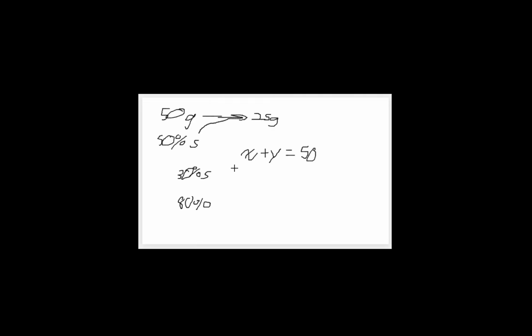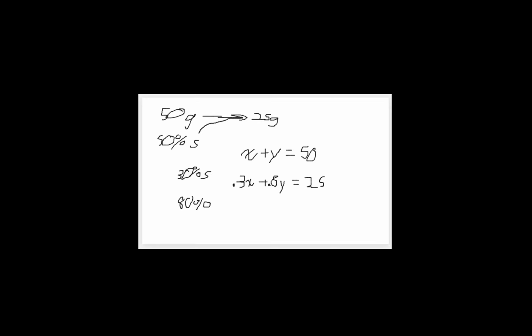And we know that 30%, or 0.3 of the first sample's mass is silicon, and 80%, or 0.8 of the second sample's mass is silicon, and this would be equivalent to the total silicon in the total sample, which is 25. So from here you can solve.